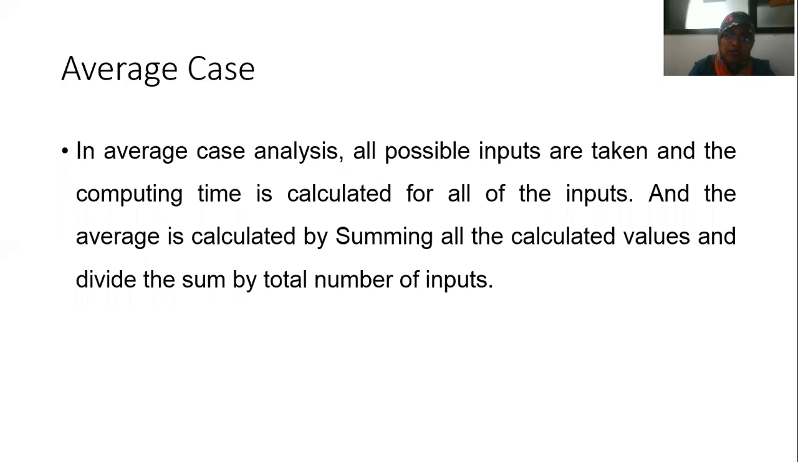Average case is between the worst case and the best case, where the number will randomly be available somewhere in between. In average case analysis, all possible inputs are taken and the computing time is calculated for all the inputs, and we find the average computation time by summing up all the calculated values and dividing the sum by the total number of inputs. So this is random. The number may be present as the second number, or as the fifth number. We call that the average case.